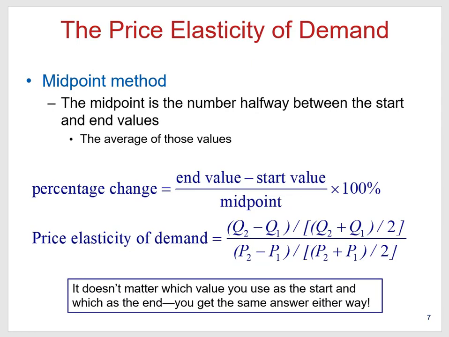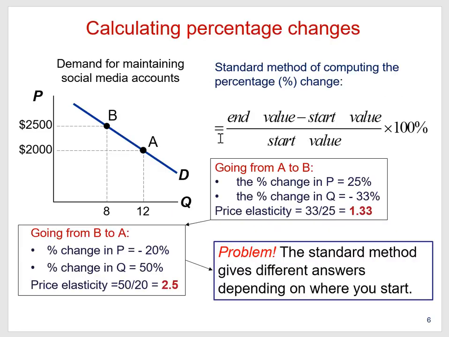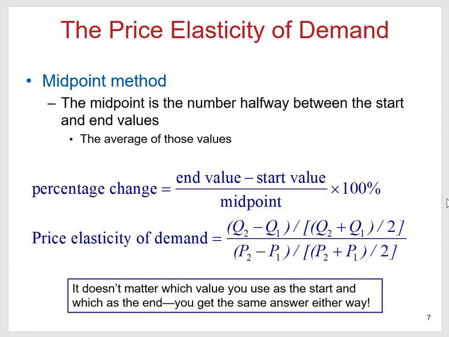Now there is another method that will help us avoid this starting point problem, because if you remember, if you moved from A to B, we had a different result, and then if you moved from B to A, you had a different result. So with the midpoint method, we avoid that sort of problem. Midpoint method calculates the average value slightly differently.